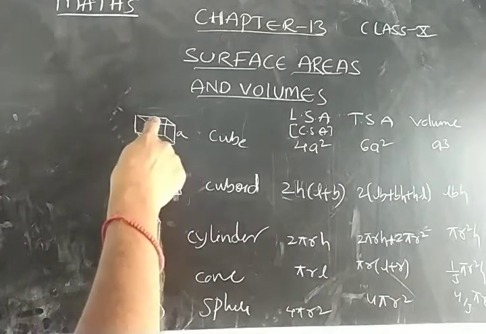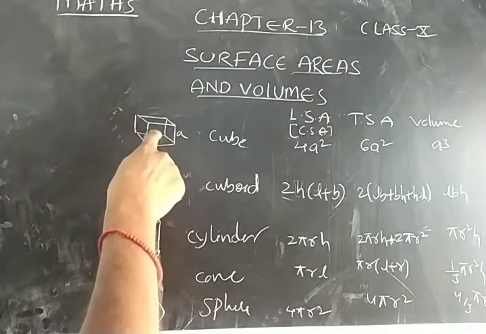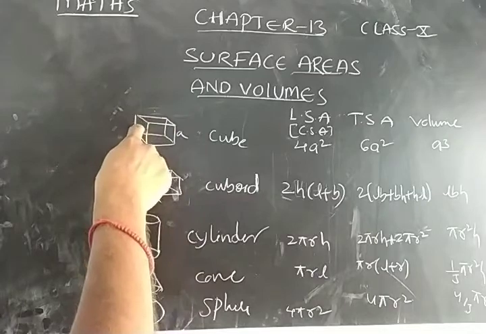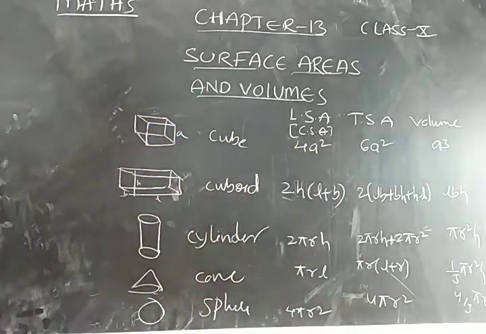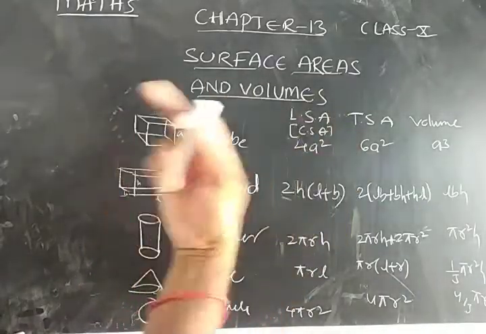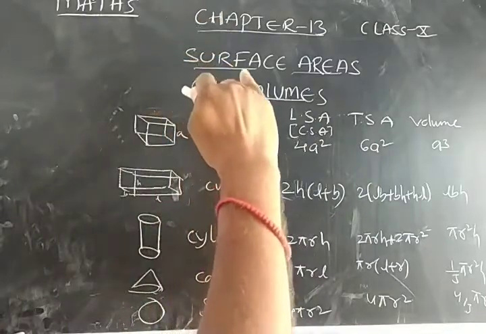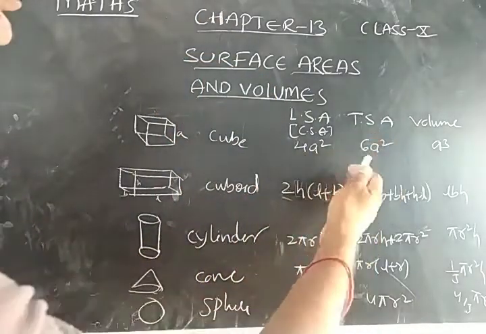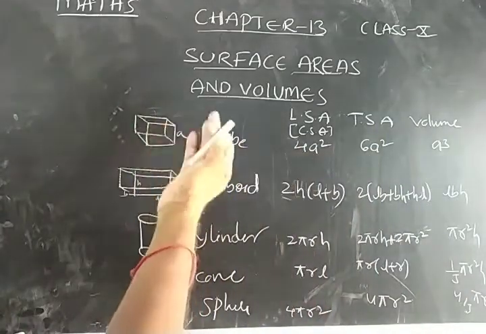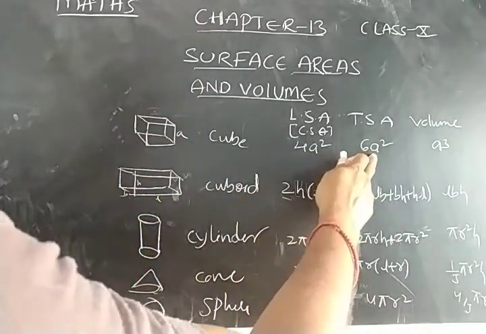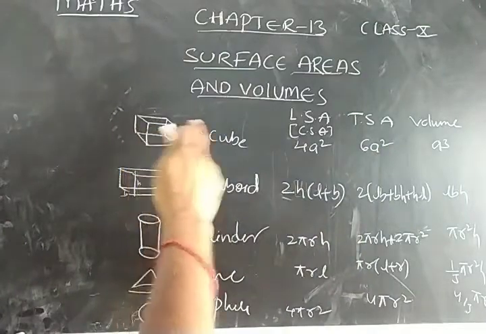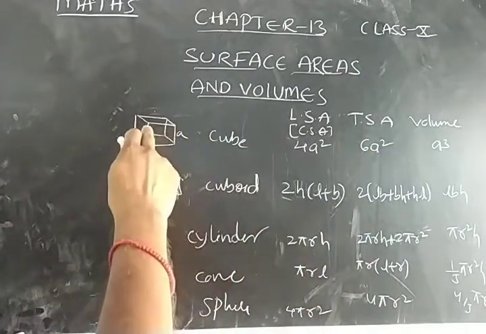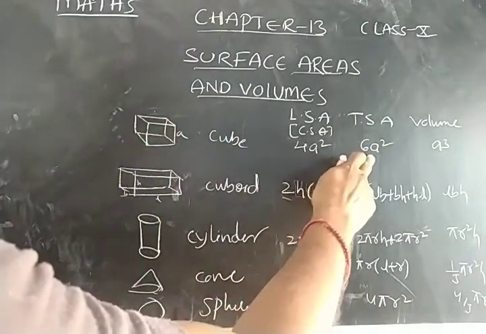Each face is a square. So a square plus a square plus a square plus a square, you will get 4a square. So LSA means the surrounding area, not including the top and bottom area. Total surface area means the sum of the areas of all faces. Total 6 faces are there, no? So by adding the areas of 6 faces, you will get 6a square.